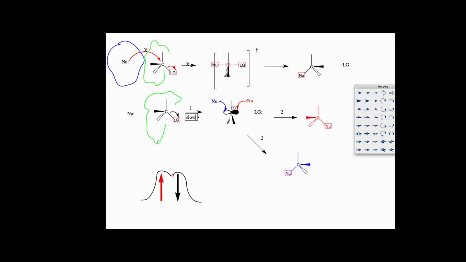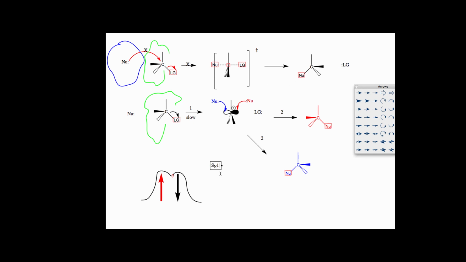And any factors that affect how easily the leaving group leaves will speed this reaction up. Most notably, the nucleophile is not involved in the reaction until the second step, which is fast, so that the identity and concentration of the nucleophile would have no effect on the rate of the SN1 reaction.